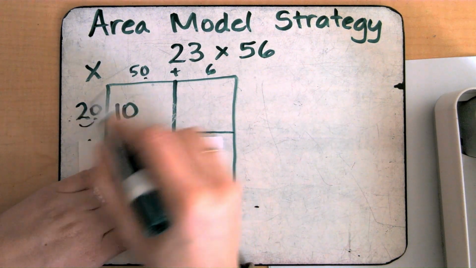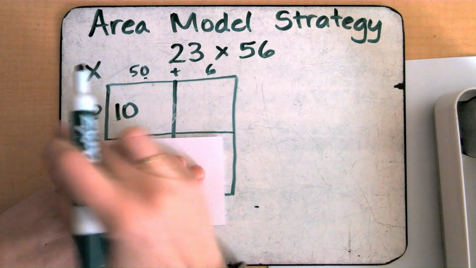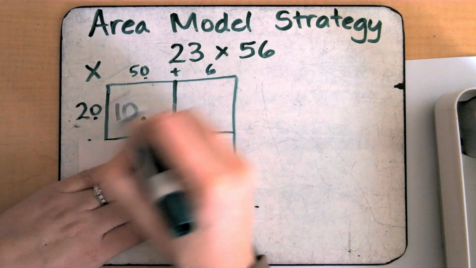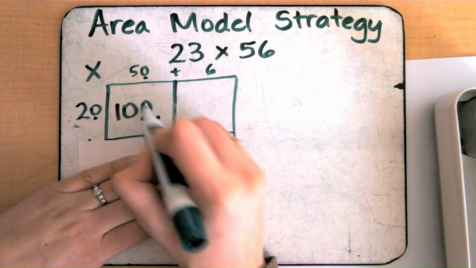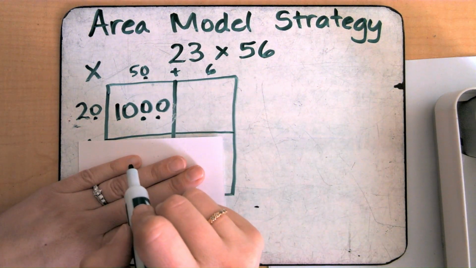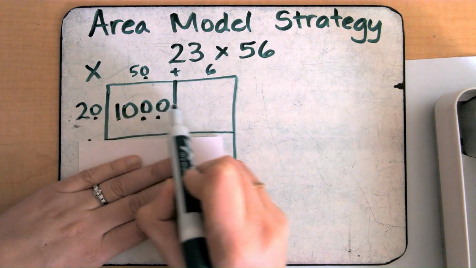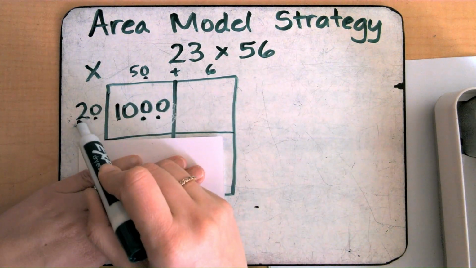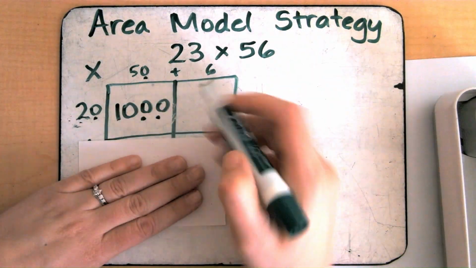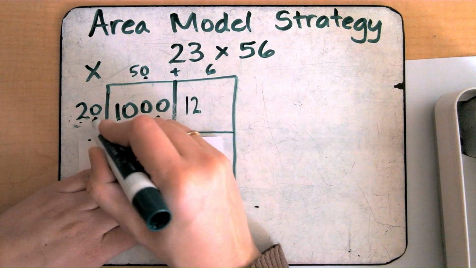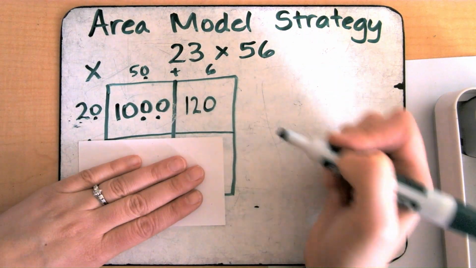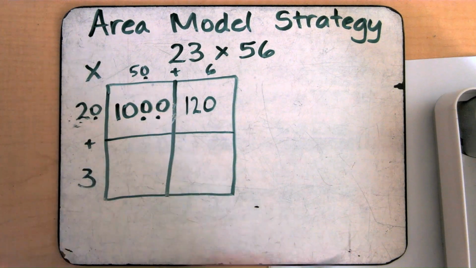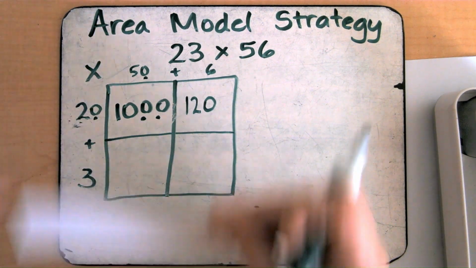And so we're going to do 2 times 5 is 10. And then we have 1 0 here, 1 0 here. That is 1,000. And then we're going to take the 20 across here. 20 times 6, well, I'm not really sure. Okay, 2 times 6 is 12. And then here I have 1 0 with the 20. That's 120. And so now we're finished with the 20.